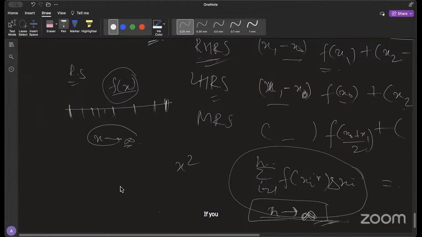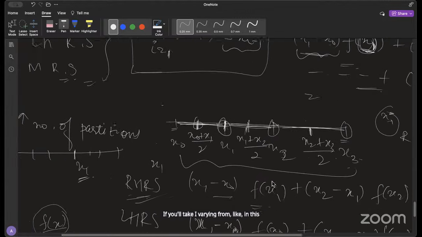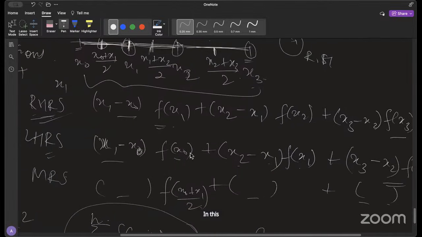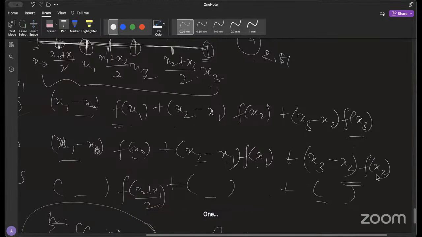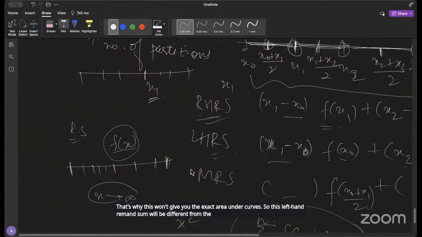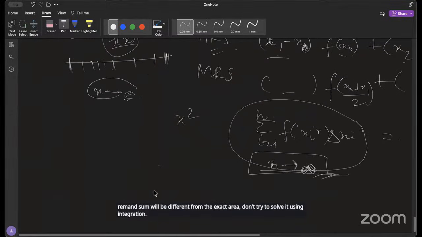If you take i varying from, like in this example, 1 to 3, that's why this won't give you the exact area under the curve. So this left-hand Riemann sum will be different from the exact area. Don't try to solve it using integration. Let's do one example on this, and then it will be more clear.